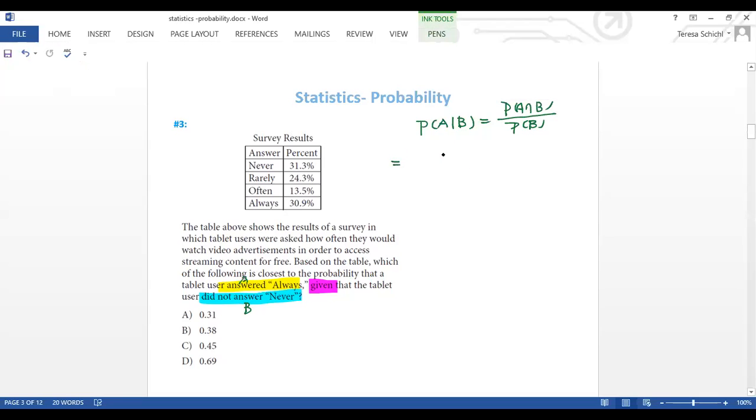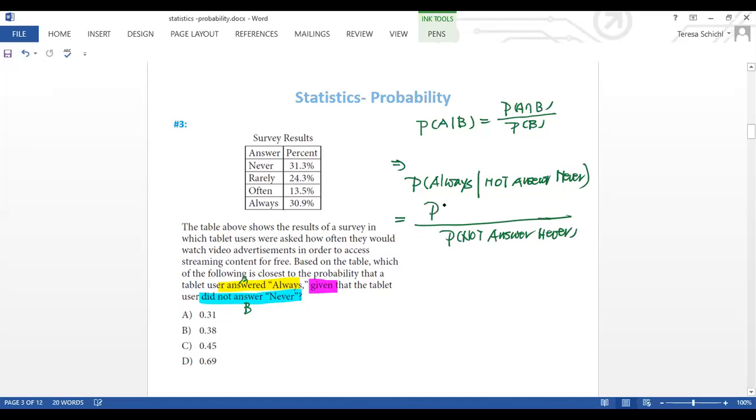Okay, so let's try to write it from here. It's the probability of answering always, given that they did not answer never. So based on this, the probability will just be the probability of not answering never.